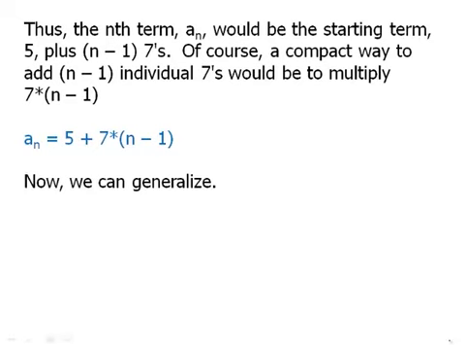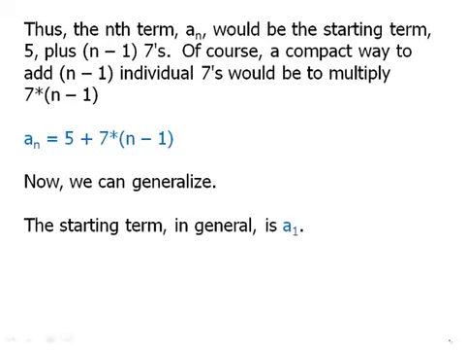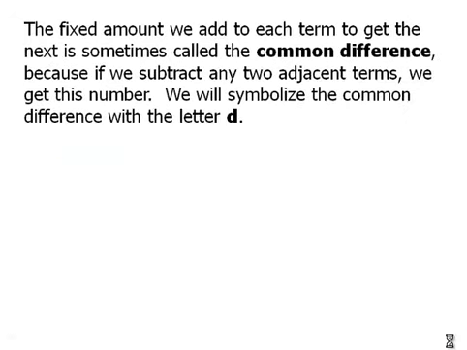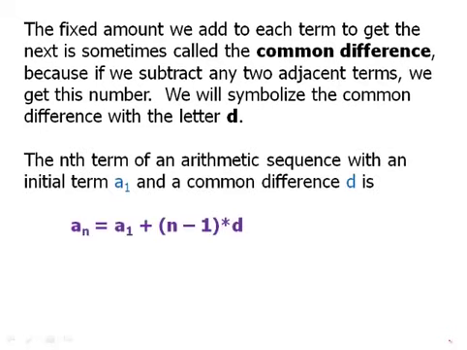Now we can generalize a bit. First of all, the starting term in general is a sub 1. We're familiar with that from the last video. The fixed amount we add each time to get each term is called the common difference, because if we subtract any two adjacent terms, we get this same number. We symbolize the common difference with the letter d. The nth term of an arithmetic sequence with an initial term a sub 1 and a common difference d is a sub n equals a sub 1 plus n minus 1 times d.